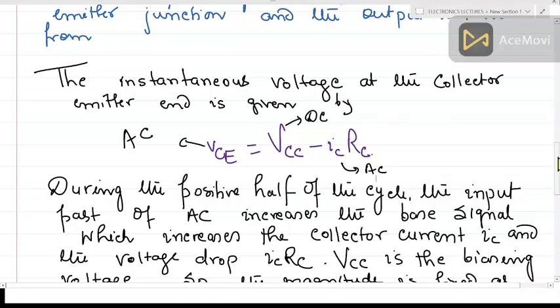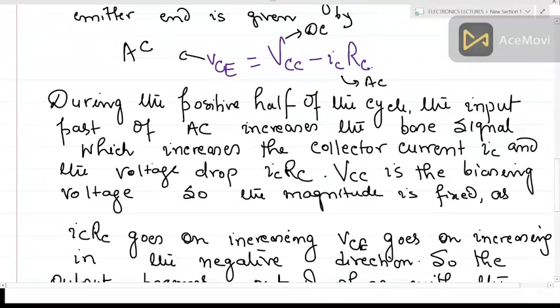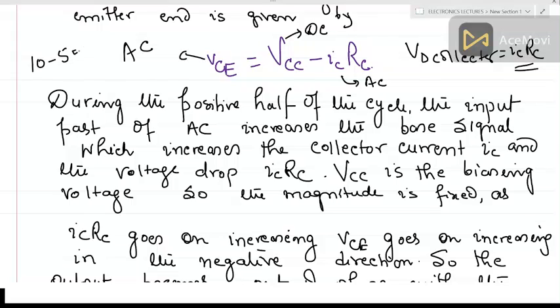Small letters for AC, or if you require, I can make a short 5 to 10 minute video regarding the designations. Now during the positive half cycle, what is happening? The input part of the AC signal is increasing the base current, that results in an increase of IC. If IC is increasing, then the voltage drop across the collector, ICRC, is also increasing. So you can see that the term with the negative sign is going on increasing.